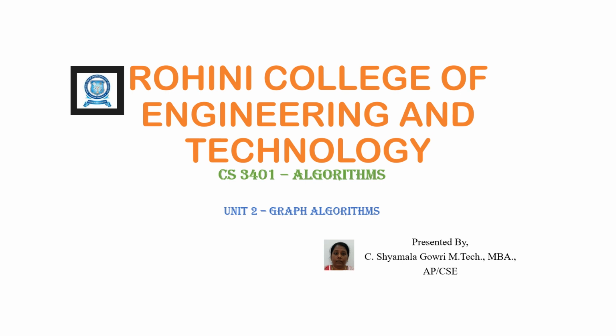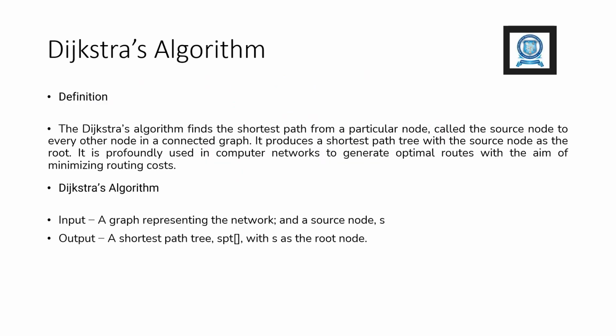Subject code CS3401. Subject name Algorithms. Unit 2 Graph Algorithms. The topic to be presented here is Dijkstra's algorithm.